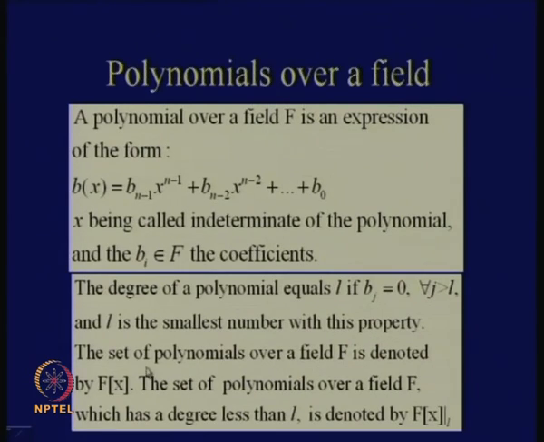The set of these polynomials over a field is often referred to by the notation F[x], and the set of polynomials over a field F which have a degree less than L is denoted by F[x] suffix L. So F[x] suffix L refers to the entire set of polynomials over a field F whose degree is less than L.